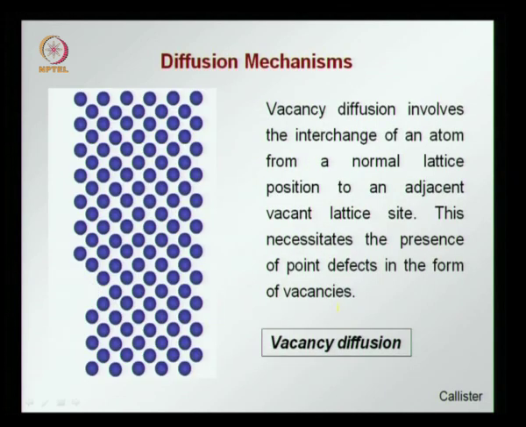Vacancy diffusion is where you have an atom moving to a space which is unoccupied by any other atom. So, you have here, see the blue atoms moving to a space which is empty. This is called vacancy diffusion, and this involves the interchange of an atom from a normal lattice position to an adjacent vacant lattice site, and this obviously necessitates the presence of point defects. If there were no vacancies, then this type of diffusion cannot occur.